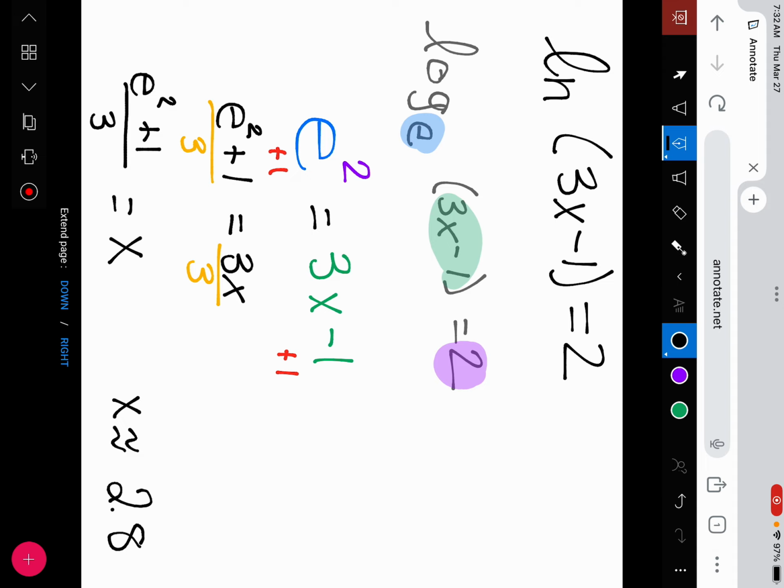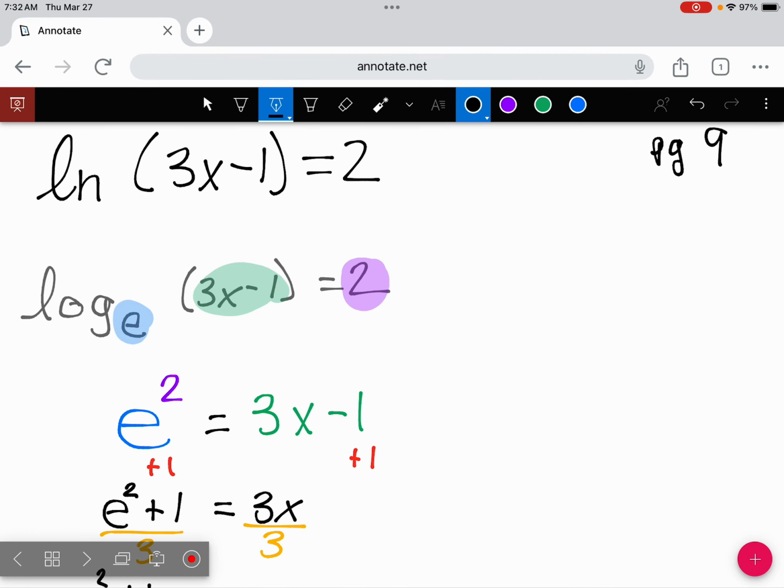Okay, so when we have e's or ln, things get a little bit decimally in the answers, but keep it as e as long as we can, because we don't want to have to deal with decimals and dividing them. Gross. Okay. So let's look at number 2 real quick. Then we'll do 1, then we'll be done.